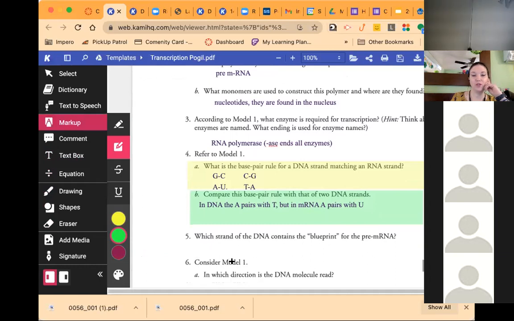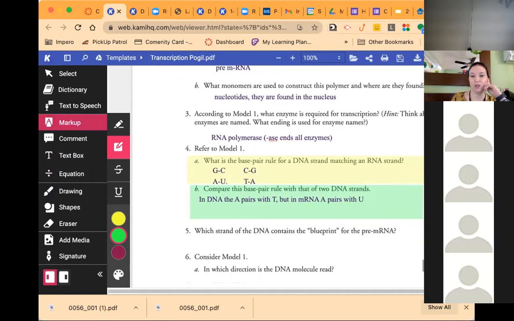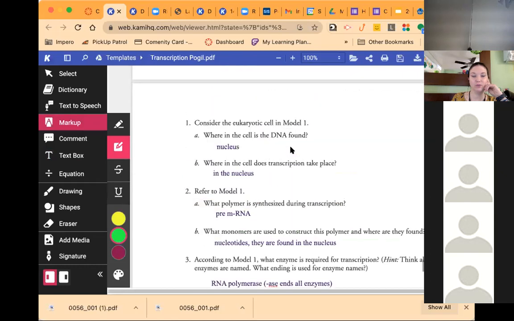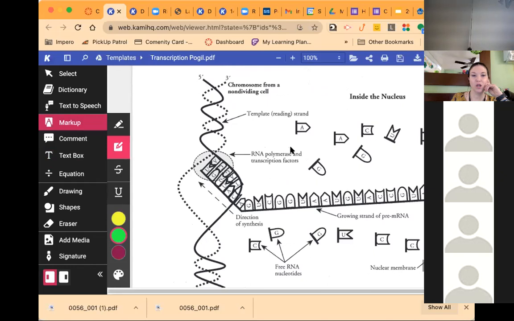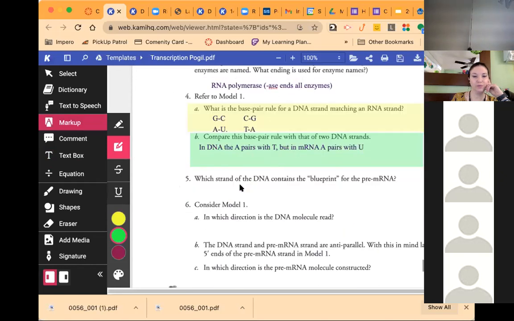Okay. Which strand of DNA contains the blueprint for the pre-mRNA? Let's see. Where was I in my list? Julian has just gone. Ian, which strand of the DNA contains the blueprint for the pre-mRNA? The template strand. Yes, that works out fine. We'll call it that.